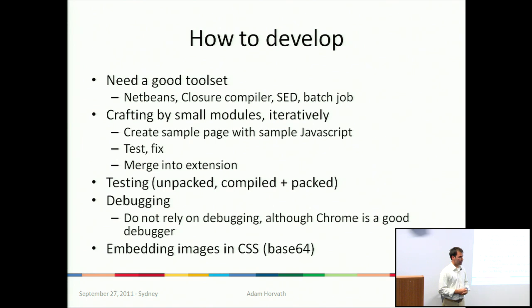If you want to have small icons with page actions, it's good to know that they should be embedded into CSS using base64 encoding. It's really easy to use, but you cannot really reference images from page extensions. OK.